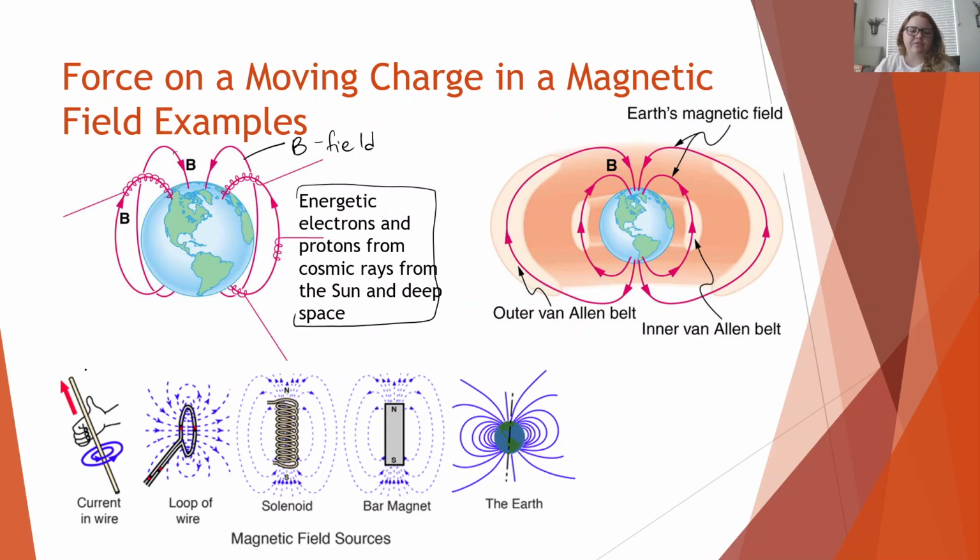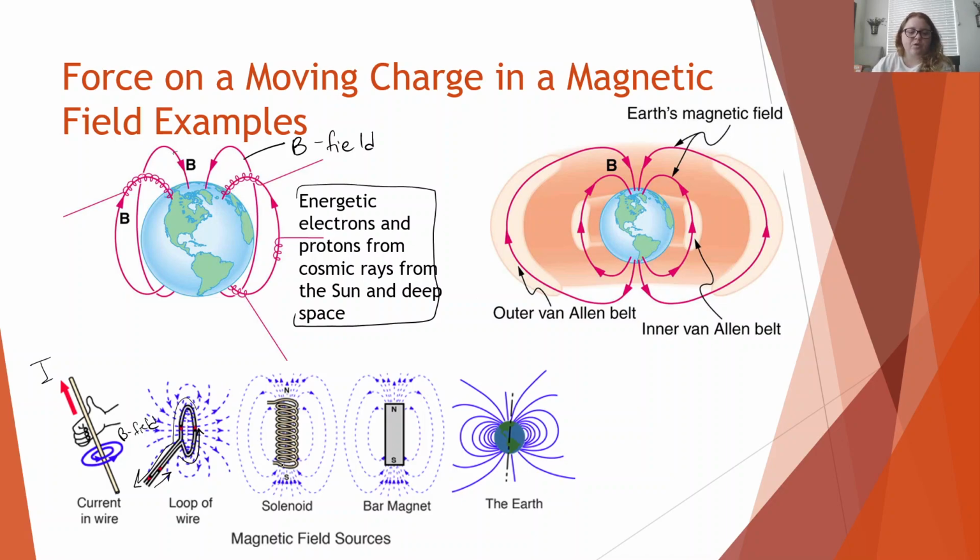So I have a few examples of different magnetic field sources down here. Of course, we have the Earth and a bar magnet. We've looked at those. We have current in a wire. So we have current going this way, and then the B field is the blue here, going around that wire. We have a loop of wire, so we have current flowing in this way and going around this loop here.